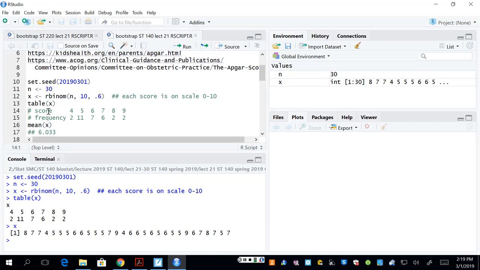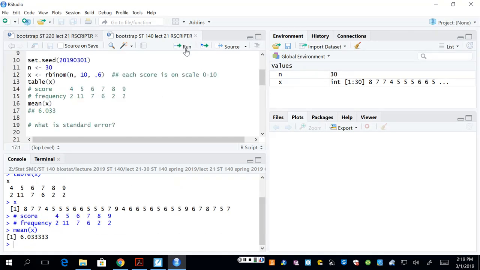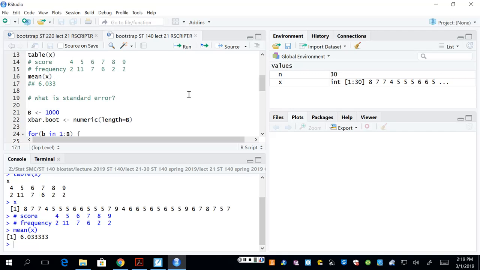So this tabulation means that a score of 4 occurred twice, 5 occurred 11 times, and so on. The average of these APGAR scores is 6.03. And the question then is, what is the standard error that I want to use for a confidence interval?